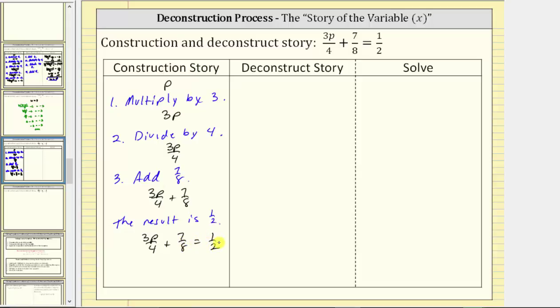And now we need to give the steps of the deconstruct story, which are the steps that will undo the construction story and solve the given equation for p. To get the steps of the deconstruct story, we reverse the order of these steps, and for each step we perform the opposite operation, or the operation that will undo the stated operation. The last step in the construction story is add 7/8. The operation that will undo adding 7/8 is to subtract 7/8. So step 1 of the deconstruct story is subtract 7/8.